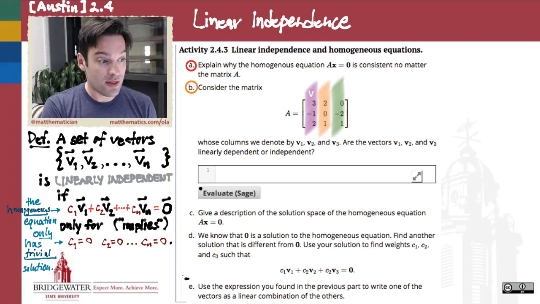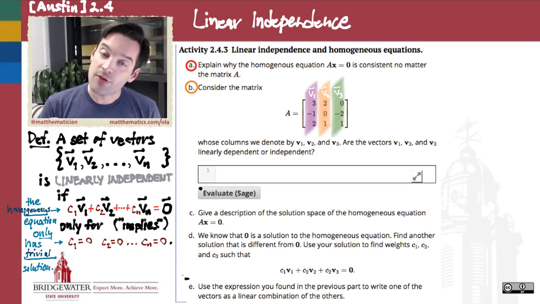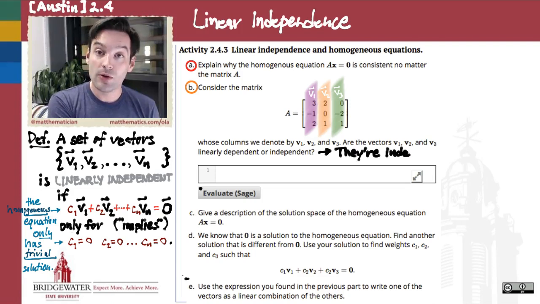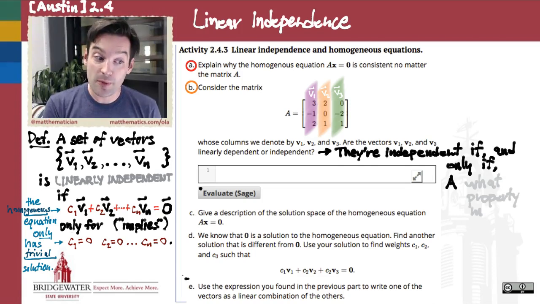So now we'll turn and look at this matrix A: 3, 2, 0, negative 1, 0, negative 2, 2, 1, 1. And we're going to call the columns in that matrix v1, v2, and v3. So I've highlighted them here in 3 colors. So the first question is, how do we know whether or not the 3 columns in this matrix are linearly independent or linearly dependent? And the key here is that we have a computational tool that we can apply to the matrix A. Namely, if I can study the matrix A, I can find a property of A that will tell me whether or not its columns are linearly independent.